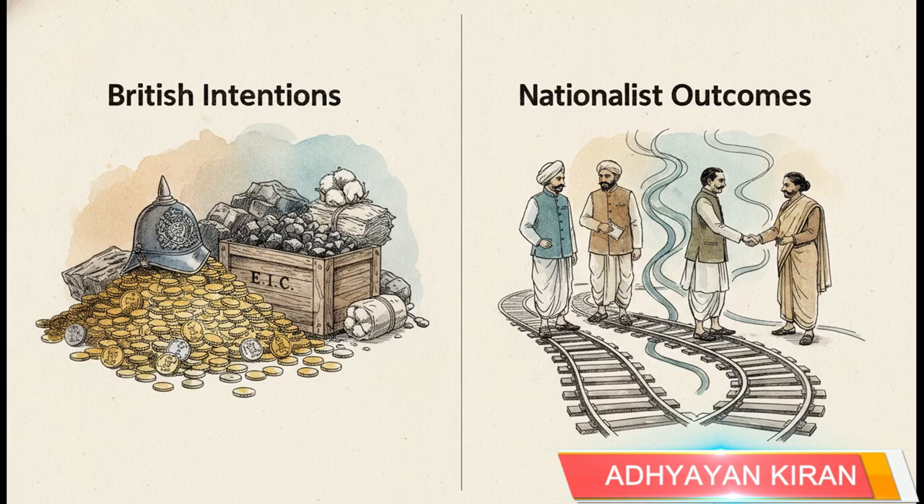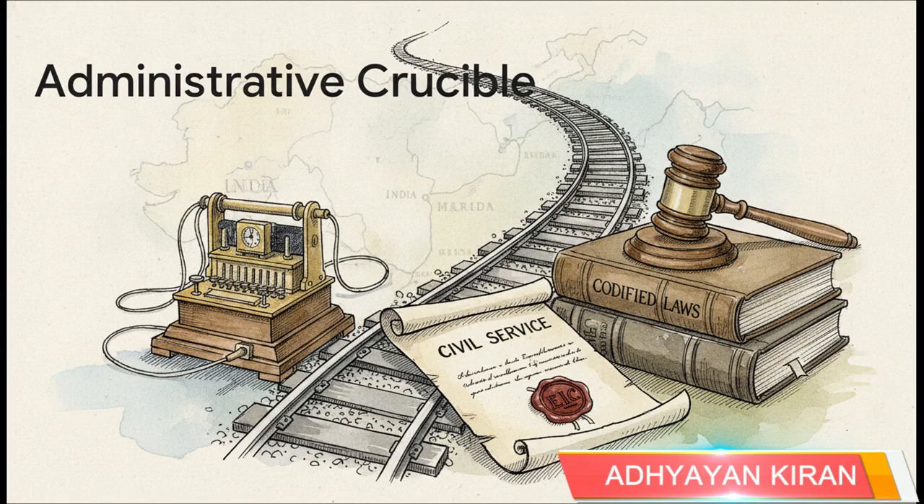But their actions had these crazy, unintended nationalist outcomes. They accidentally linked regional economies. If a crop failed in one region, it suddenly affected prices in another. Plus, they physically connected political leaders from totally different regions, meaning those leaders could finally meet up, swap ideas, and organize. So how did they accidentally build this crucible?